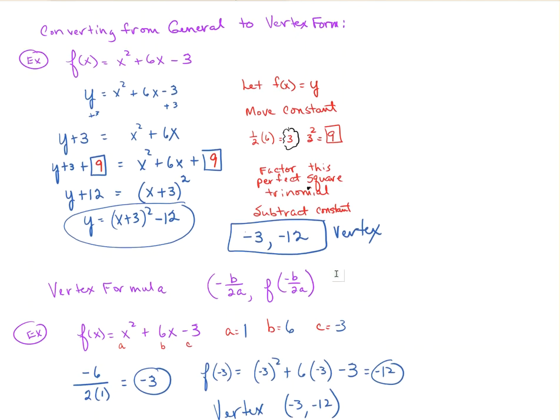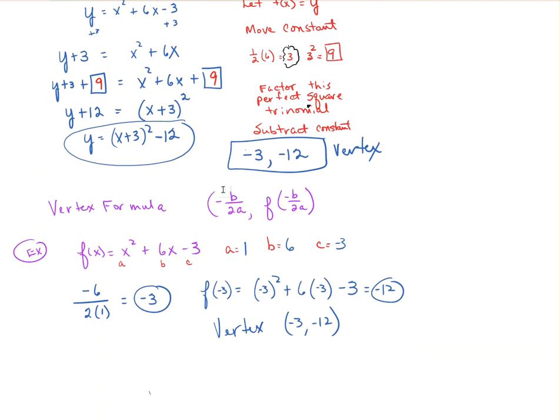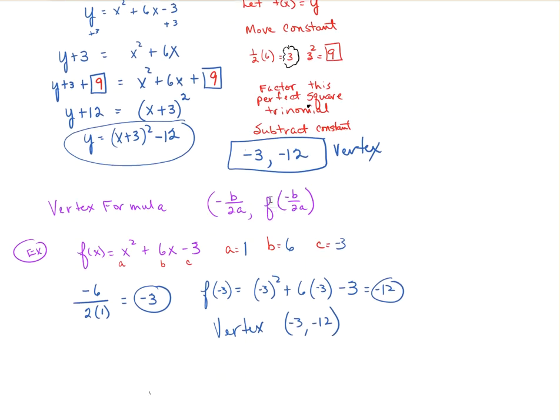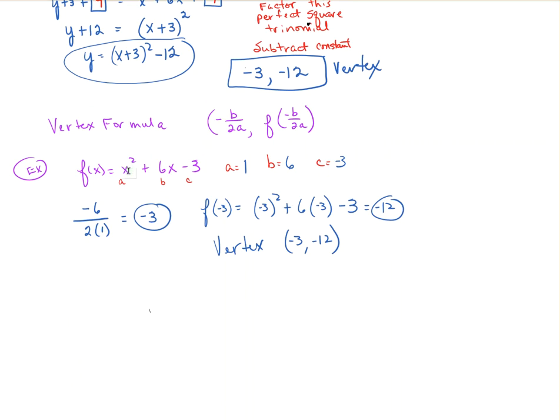The other method is to use the vertex formula. The vertex formula says the x part is negative b over 2a. The y part is f of that, meaning you take whatever this number is and plug it in and you get the y. So let's do the same general equation, but use the formula. All right, so we have x squared plus 6x minus 3. And here's our a term, b term, c. So a is 1, b is 6, c is negative 3.